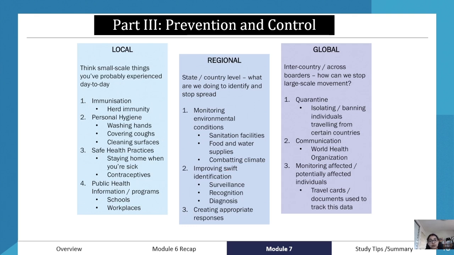The first one is local, right? So think about the small scale things that we can do that we have experienced day to day. There's immunization, herd immunity, right? And I'll be using COVID-19 as a huge example here. So we've got herd immunity. During COVID-19, you would have heard that term a lot, especially in Britain, where they were really aiming to achieve herd immunity. Obviously, it didn't end up working out. But that is something that they aim for. So that's the herd immunity.